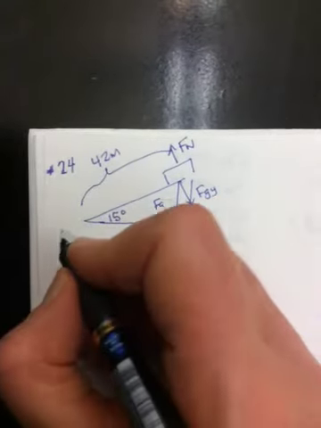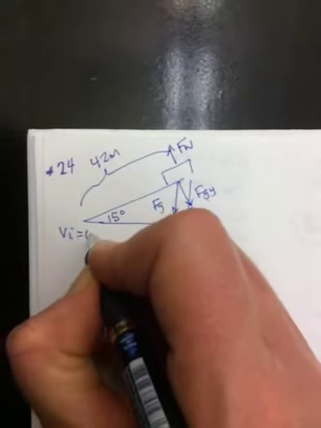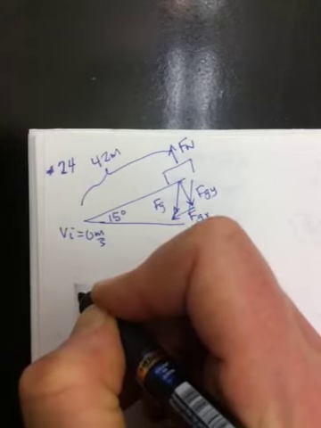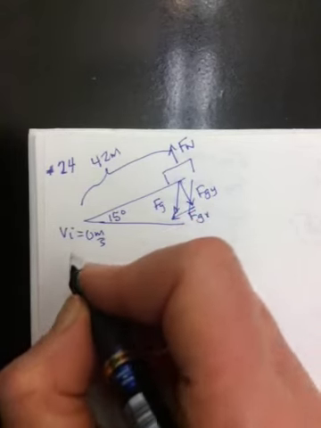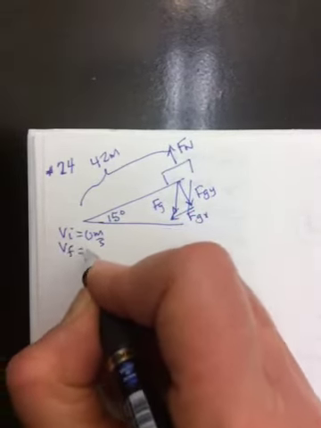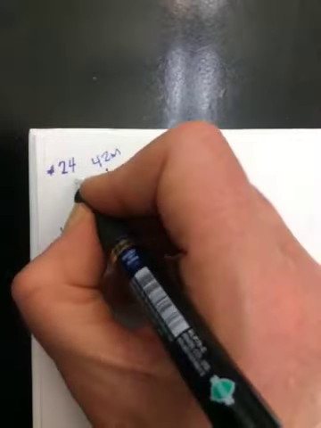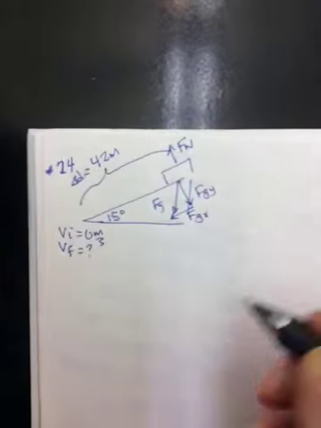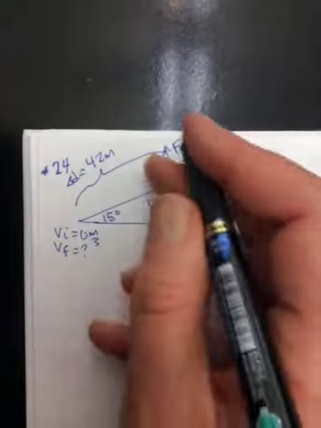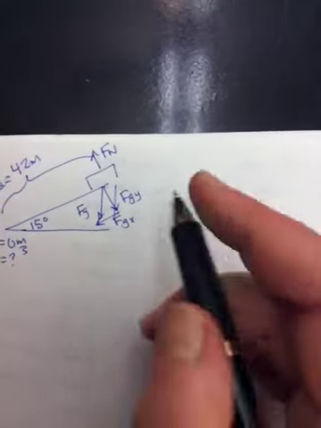And it says it starts to roll down the hill. If it starts to roll, it means VI is 0. How fast will it be going at the bottom? You're looking for VF, and the 42 meters is going to be your delta D. So you need to find A, and you can find A with the sum of the forces.